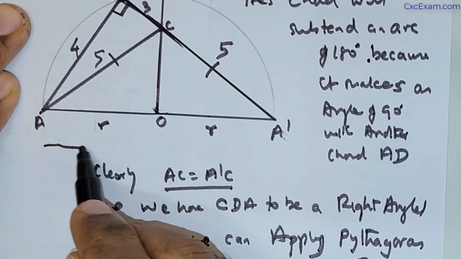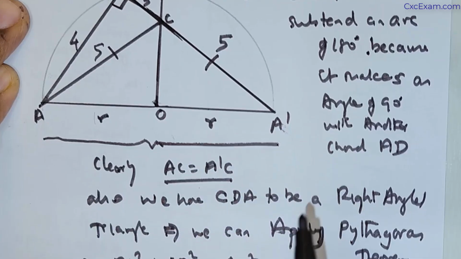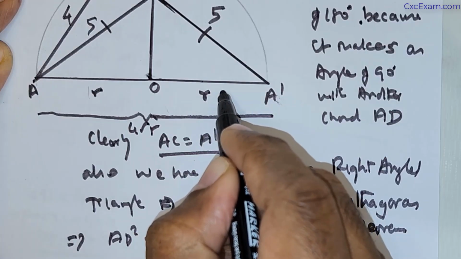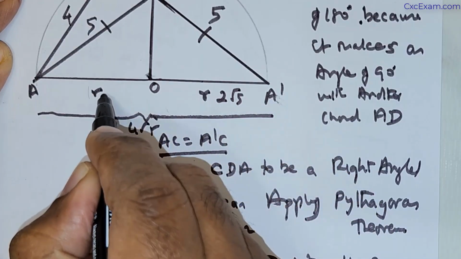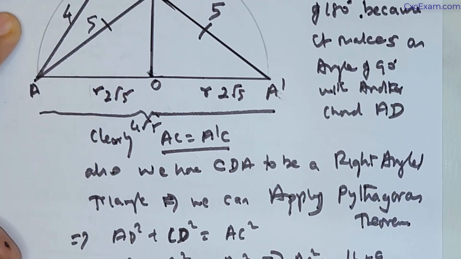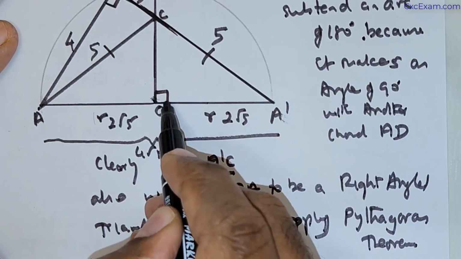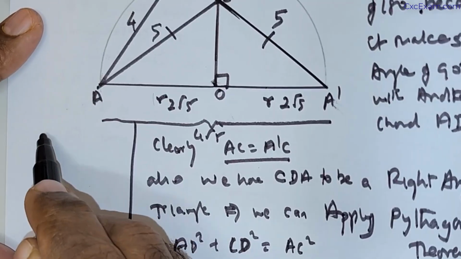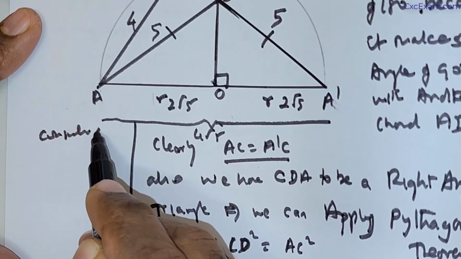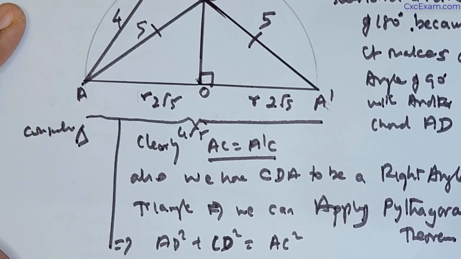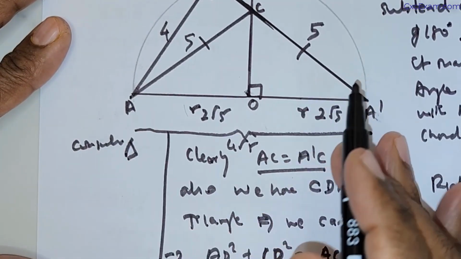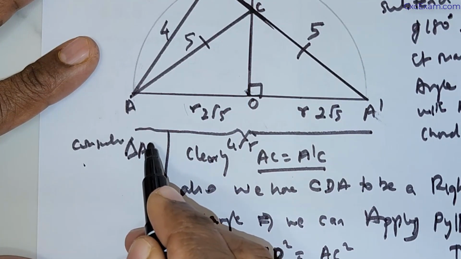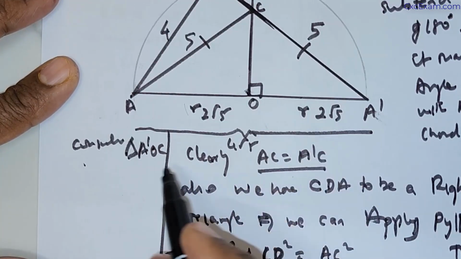So this entire length is 4 into root 5. That means this is going to be 2 times root 5 and 2 times root 5. So now this is clearly 90, right? So now I'm going to use this part of the space. Consider triangle. What is the triangle we can consider? We can consider A dash OC is the right triangle.